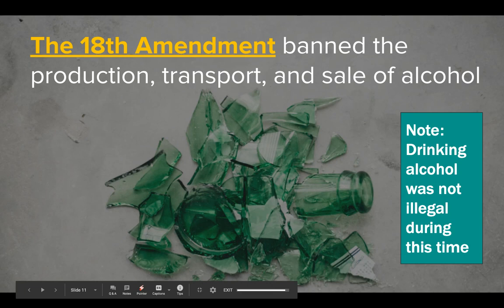One thing to note here, and what people sometimes confuse, is that the actual act of drinking alcohol was not illegal during this time period. So right before Prohibition goes into effect, you see people stockpiling their liquor. They buy as much as they can get their hands on, and they keep it, because drinking itself was not an illegal activity.